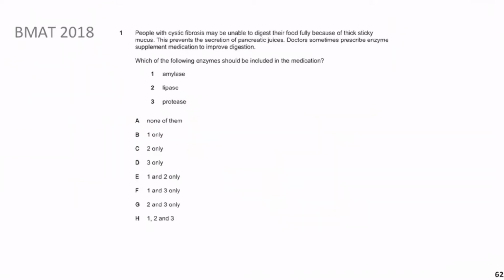So next, guys, we're going to go on to BMAT 2018, and this is question 1. So let's read it together. It says, people with cystic fibrosis may be unable to digest their food fully because of their thick, sticky mucus. This prevents the secretion of pancreatic juices. Doctors sometimes prescribe enzyme supplement medication to improve digestion. It says, which of the following enzymes should be included in the medication?